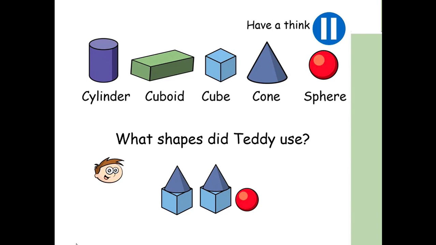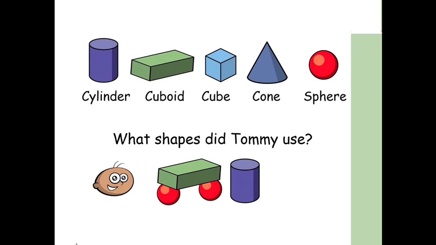And I can see that Teddy was doing some building as well. Pause here and have a think. What shapes did Teddy use? And how many of each? Okay, I can see that Teddy decided to use 2 cubes, 2 cones, and 1 sphere.